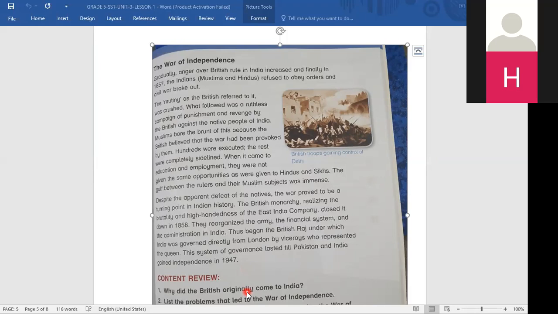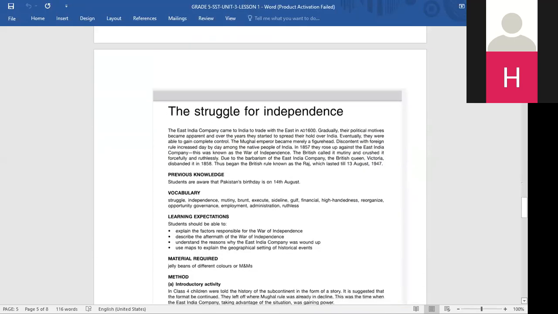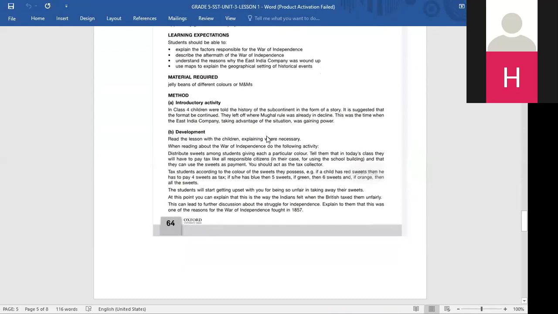And the other thing, your homework. I want you to submit the homework, question number 1 and question number 2. List the problems that lead to the War of Independence. These are 2 questions you need to make from your side and write. One has been done today for you, and the second one you have to try from this paragraph. If you are not able to do it, don't stress yourself. If you see the worksheet down, I have already posted the answers also.